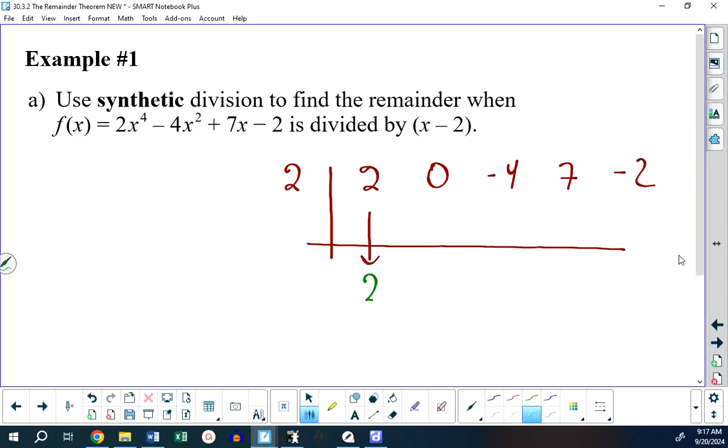So 2 times 2 is 4. I add the 4 and the 0 above it and get 4. 2 times the 4, and when I say 2 times the 4, I'm talking about multiplying this 2 by the 4, is 8, and I put 8 here, and I add these and get a 4 again. 2 times 4 is still 8. I add these and get 15. 2 times 15 is 30, and I add these and get 28.